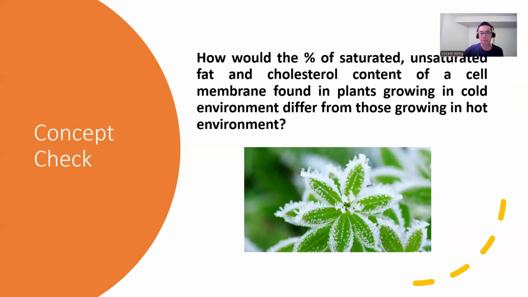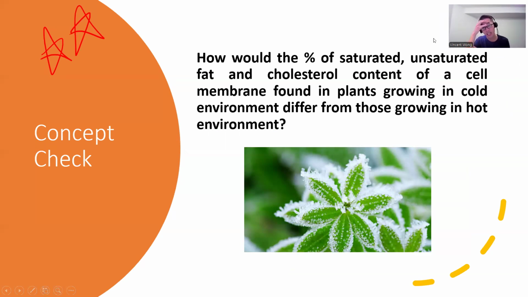Fantastic. Let's take a look at this question. This is also an important thing to think about. How would the percent of saturated, unsaturated fat, and cholesterol content of a cell membrane found in plants growing in a cold environment differ from those growing in a hot environment? To paraphrase, if you look at the cell membrane of something that grows in really, really cold places, what would you expect to see for their saturated, unsaturated fats, and cholesterol content in the cell membrane?